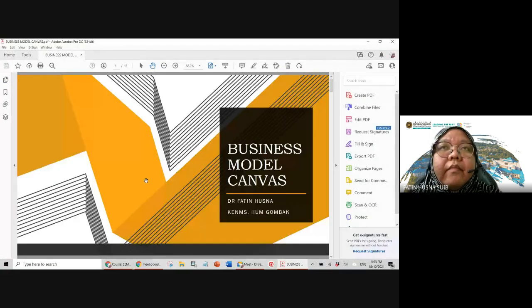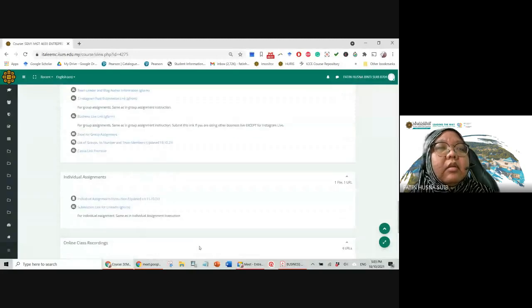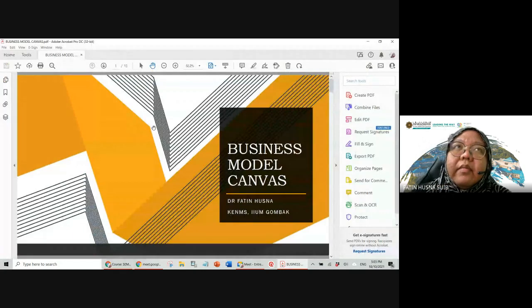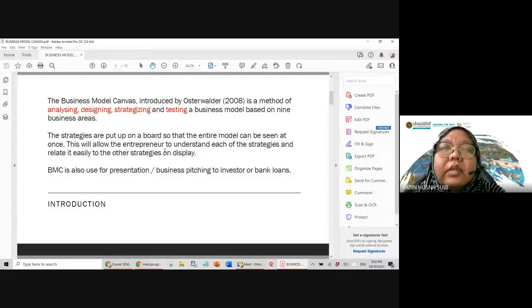All right. Okay, this is the business model canvas. I already put it up. Okay, so this is the slide, you can get it from there. This is a modern business model canvas, introduced by the author Oscar Wilde. It is a method to analyze, design, strategize, and test. When I teach this, you can use it for anything. Basically, there are a lot of business competitions in IUM. You can join in.